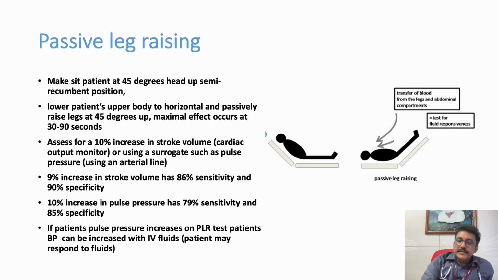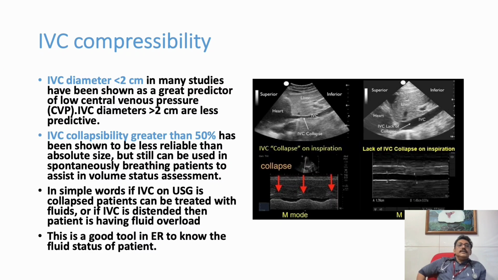So passive leg raising can be done in any emergency room, even if you don't have major investigative tools like ultrasound abdomen, you can do this test. Next one is IVC compressibility. Any good emergency room will have ultrasound nowadays. They can do IVC diameter. If it is less than 2 centimeter, that indicates patient will be fluid responsive. Again, IVC collapsibility more than 50% also indicates patient will be fluid responsive. So if you have an ultrasound, then you can go for IVC collapsibility and diameter and pick up which all patients may respond to fluid.